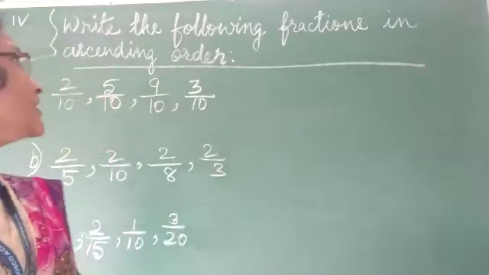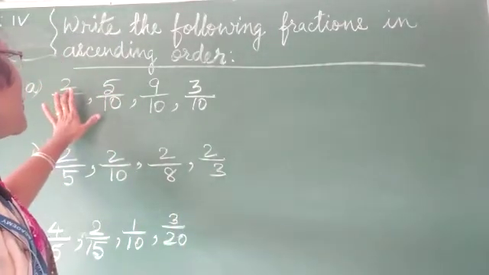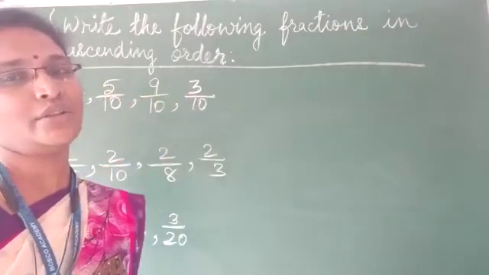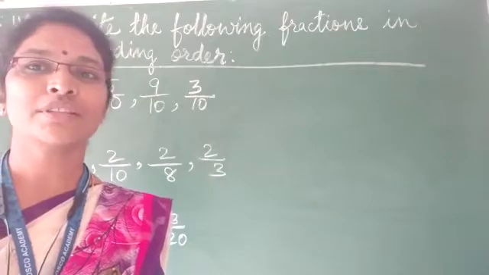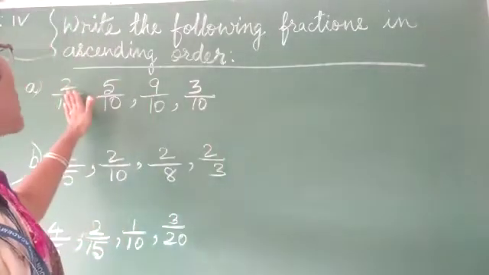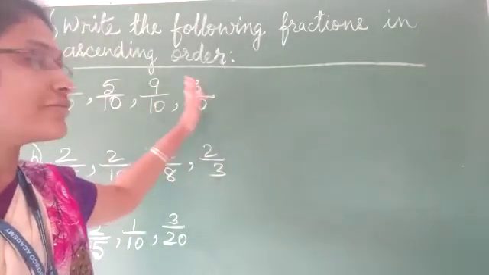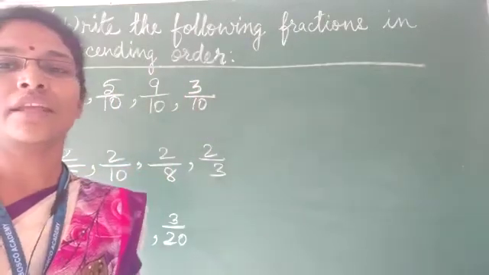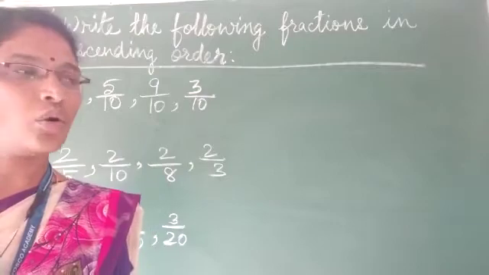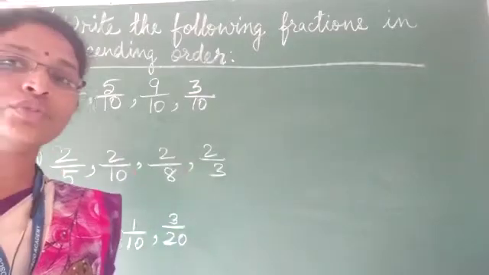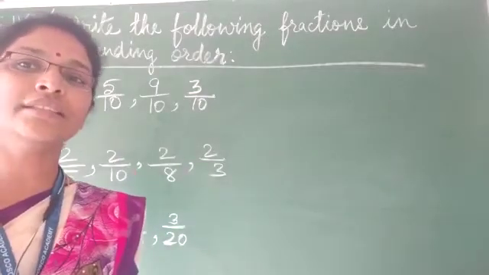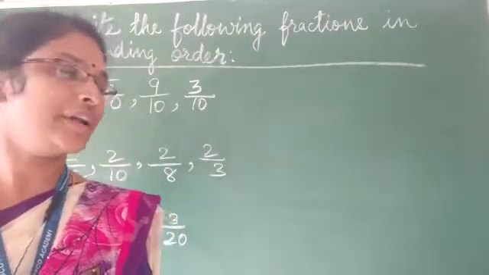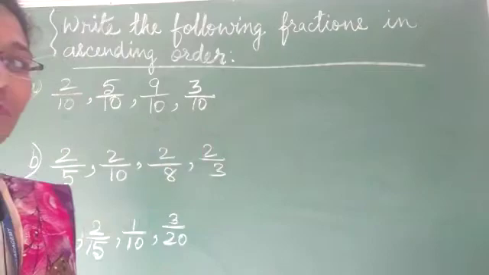You can see here 2, 5, 9 and 3 are the numerators. And which is the smallest numerator? That is 2, after that 3, after that 5 and after that 9. So we can write them in ascending order. Here we are going to use the sign greater than or less than for writing them in ascending order or descending order.